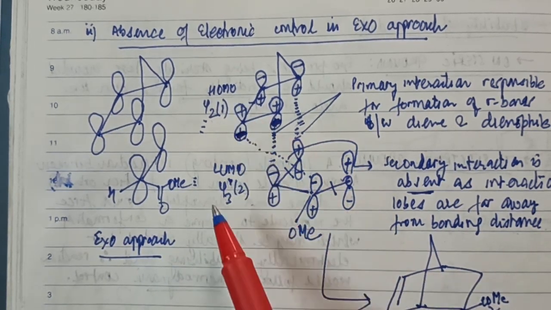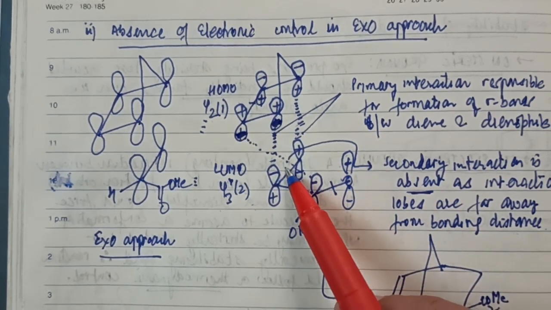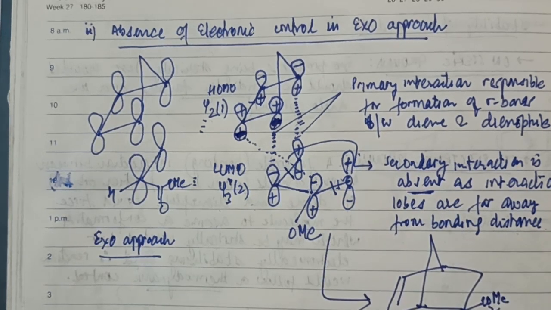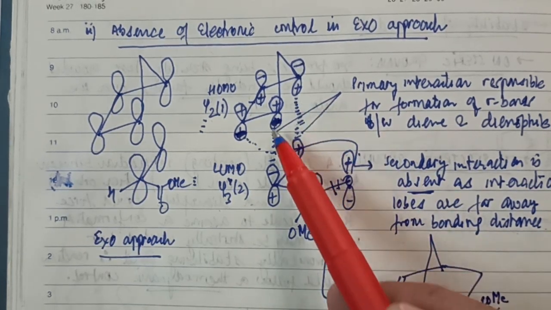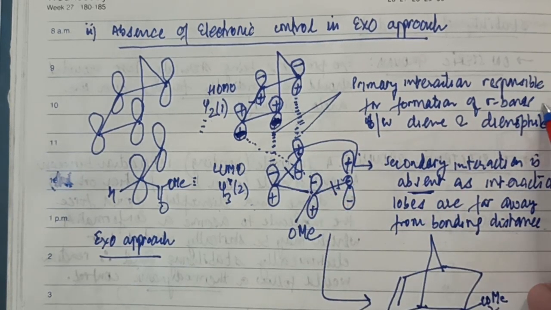HOMO has one node, LUMO has two nodes, so one node can be drawn positive, positive, negative, negative, with two nodes here and here, positive, negative, negative, positive. This is the orientation. Positive interacts with positive, negative with negative. There is a bonding interaction. This is the primary interaction because it leads to the formation of two new sigma bonds.